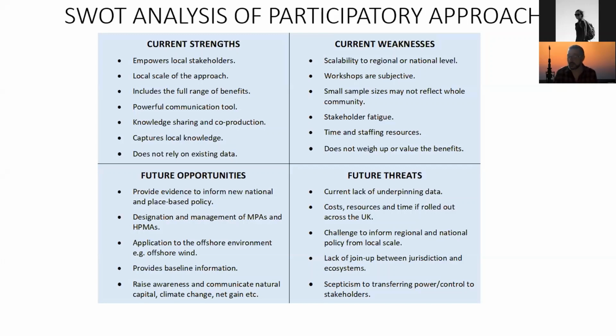And threats: a lack of underpinning data, which is always an issue, resources, costs and time. How do we join this up between land and sea, for example, and how actually do we get communities engaged and empowered in this process, and does that actually work to change anything?